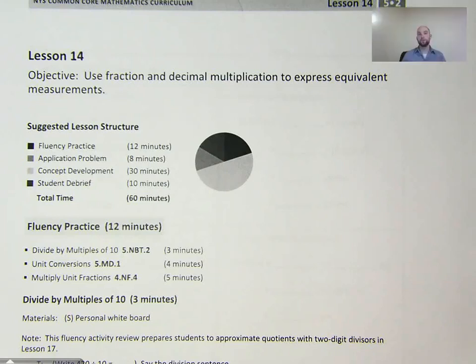Hello everyone, I'm Mr. Kissinger and this is 5th grade math module 2 lesson 14. Today we're going to use fraction and decimal multiplication to express equivalent measurements.